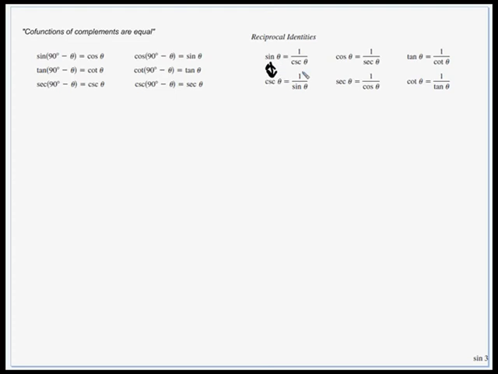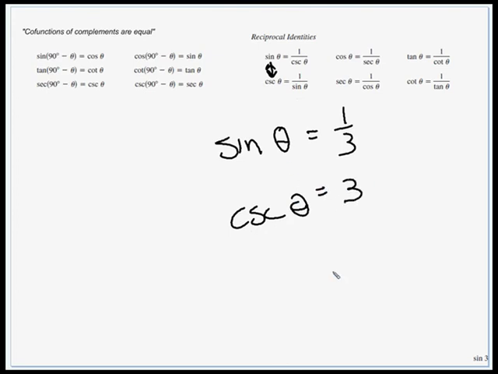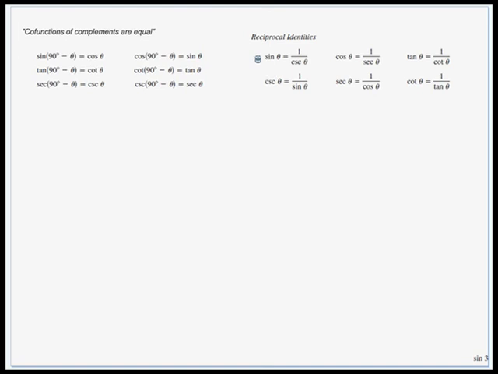Sine and cosecant are reciprocals. If I have sine, I turn it upside down and get cosecant. Like say I knew the sine of some angle was 1/3. Well, the cosecant of that same angle theta is going to be 3/1 or just 3. Same here with cosine and secant. They are reciprocal identities. And here we have tan and cotan. Tan and cotan are cofunctions, and they also happen to be the reciprocals of each other.